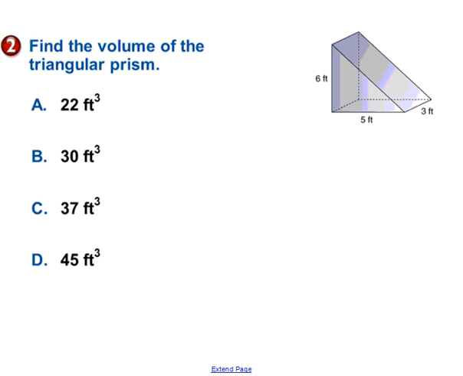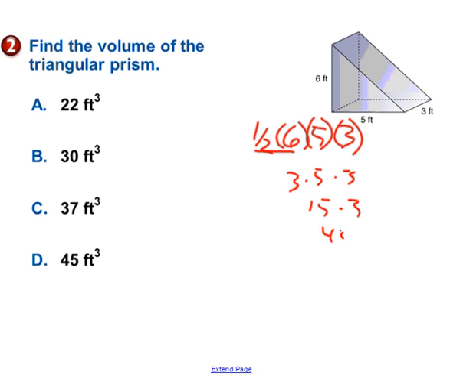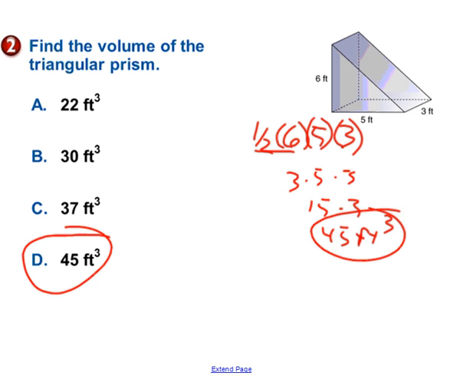Find the volume of the triangular prism. So practice this one, then come back and turn on the video, see if you're correct. The area of the base is equal to 1/2 of 6 times 5 times the height, which is 3. So 1/2 times 6 would be 3 times 5 times 3. So 5 times 3 is 15 times 3 would be 45 feet cubed, or 45 cubic feet, and that turns out to be letter D.